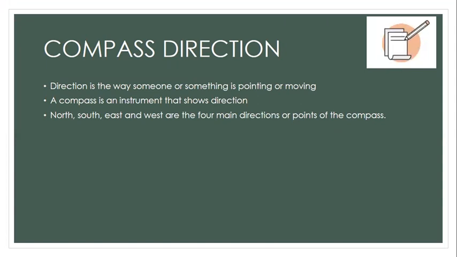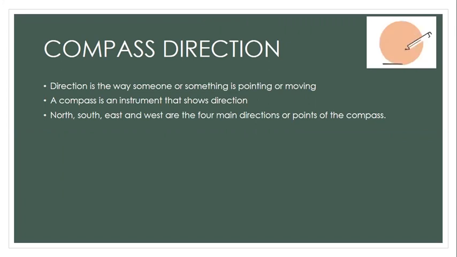Now, if you look on my screen on the top right-hand corner, my little pen and paper are moving, which means you have to copy down these notes. These are 3 short, simple points. Compass direction. Direction is the way someone or something is pointing or moving. Now, for us to be able to understand, we need to first understand what these words mean. Direction is the way someone or something is pointing or moving.